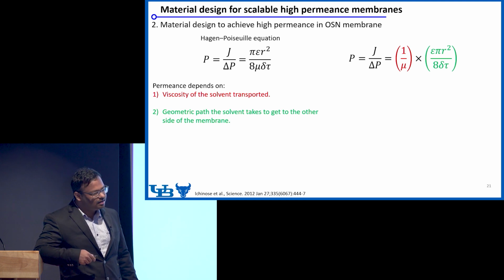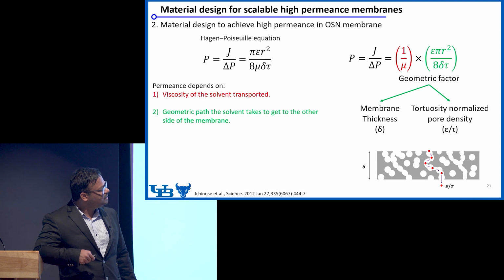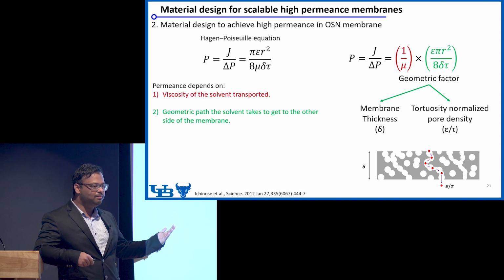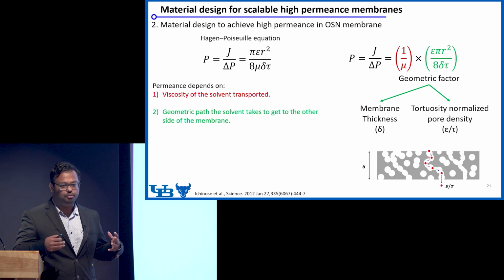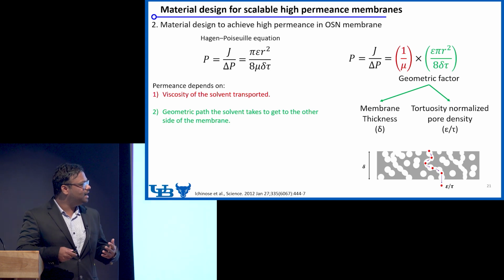If we can further break this down, we can find there are two independent properties that we can work with. First is the membrane thickness. I talked about making membranes thinner in my last work. And then there is another untapped area where people did not work much, which is the tortuosity normalized pore density. If you have a higher density of pores in your material, you can achieve high permeance.